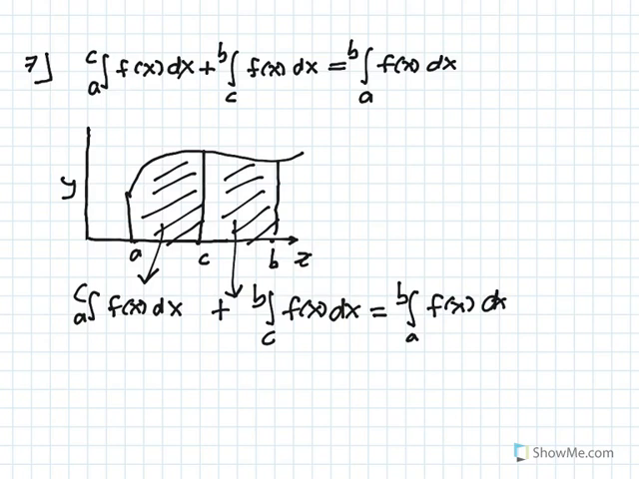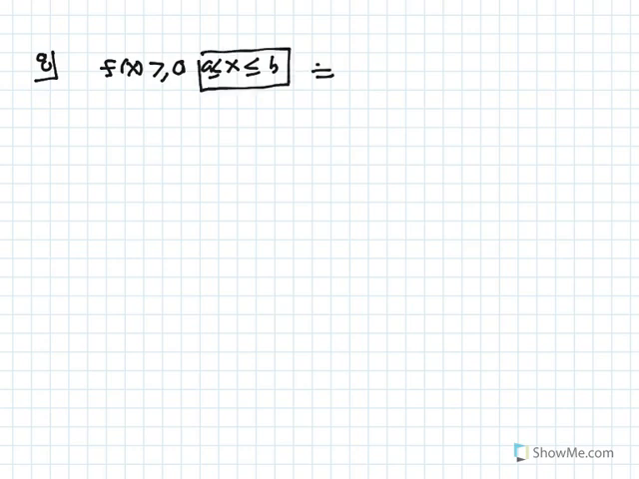All right, so now let's look at property number 8. Property 8 is actually quite easy. It says that if a function is positive, if f of x is larger than 0 for x between a and b, then the definite integral from a to b of f of x dx will be larger than 0. Let's illustrate this with a diagram.